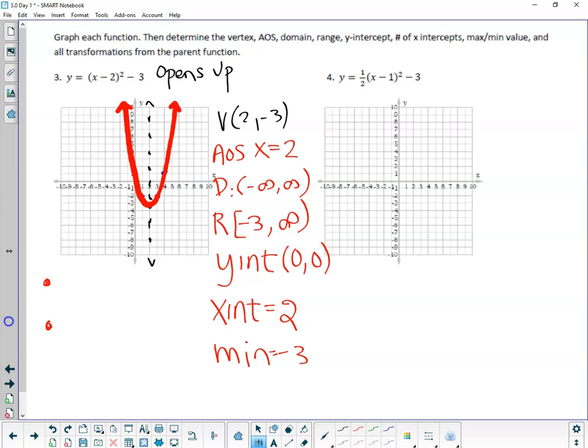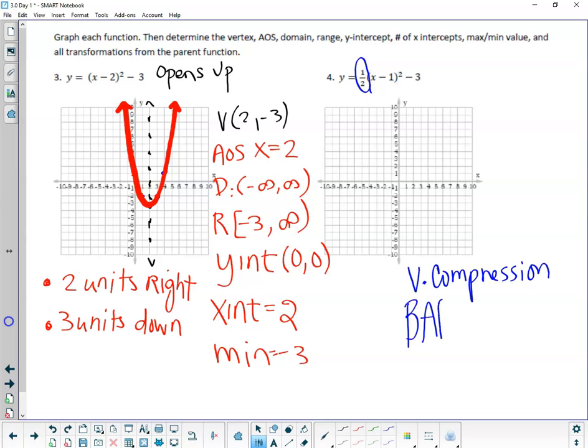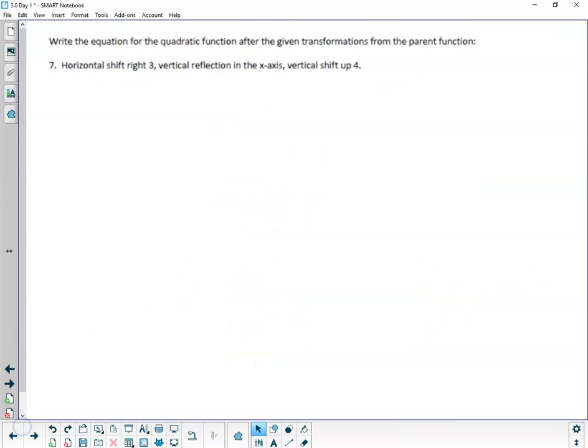So you're going to do the same thing for number 4. But before I move on, let's talk about transformations. All you have are translations for this one. 2 units to the right, 3 units down. But on number 4, you have an a value of 1/2. That is a vertical compression, and that is by a factor of 1/2. So don't forget to have that on your transformations for number 4.